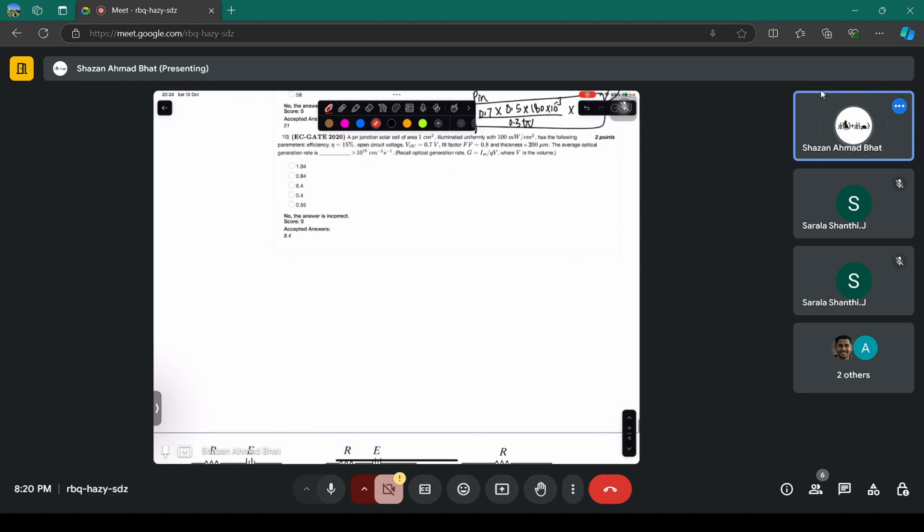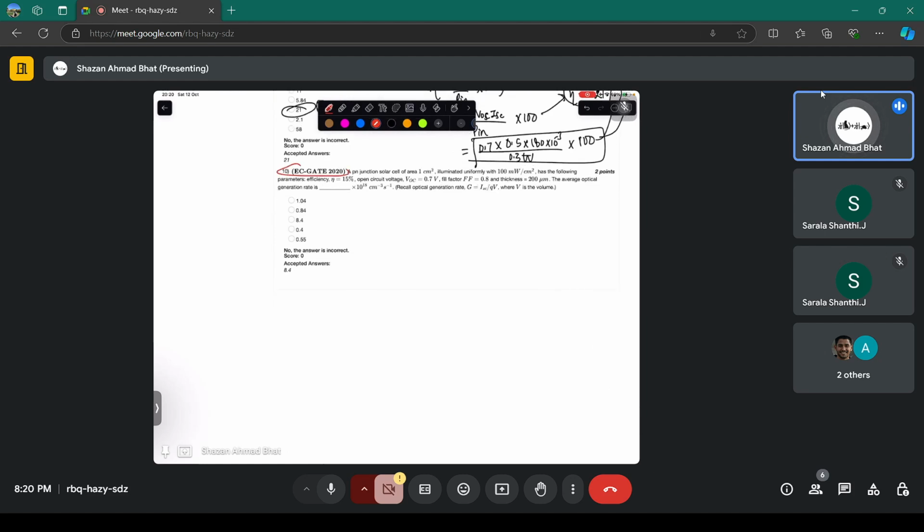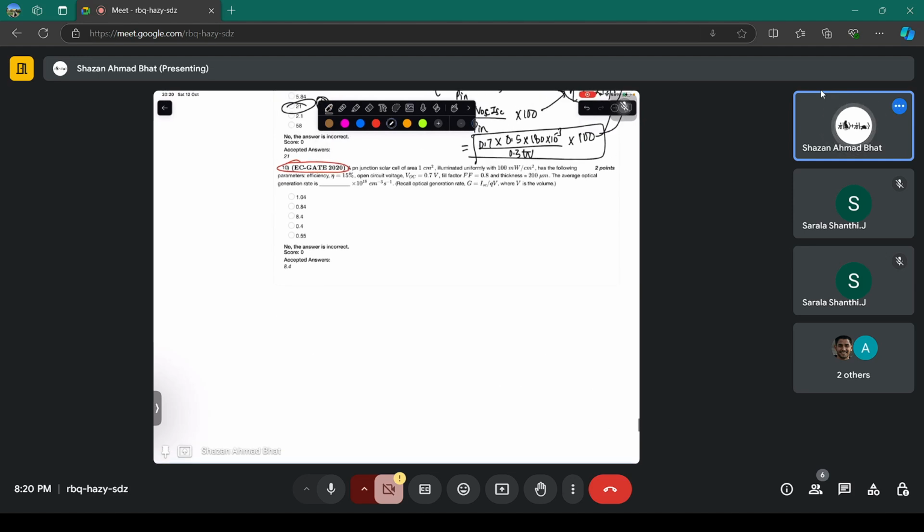We have to hurry because my Apple Pencil is getting fully drained. Just let it charge for a few seconds. Again, questions about the fill factor and efficiency of a solar cell are asked a lot of times in GATE, because that's what people are mostly talking about, efficiency of a solar cell. So let's quickly jump into this question.